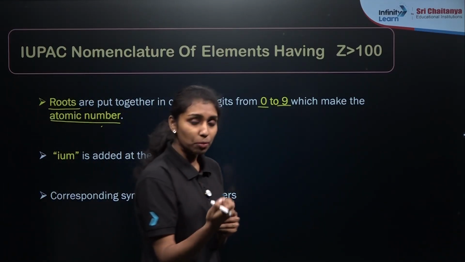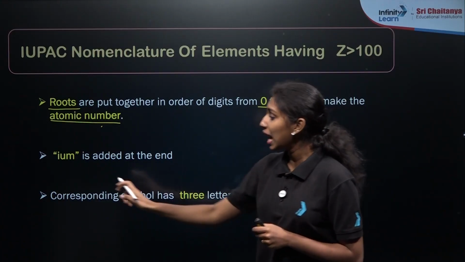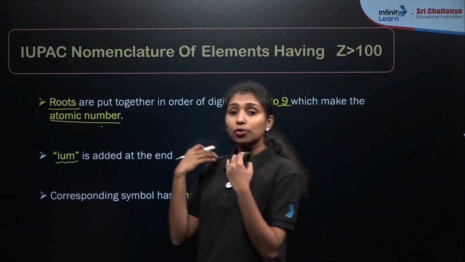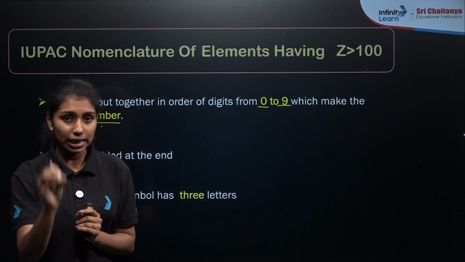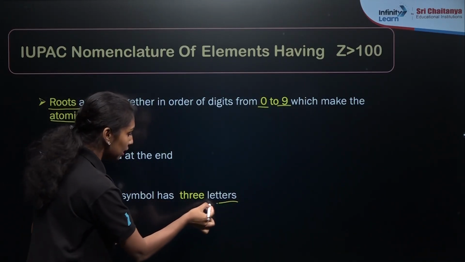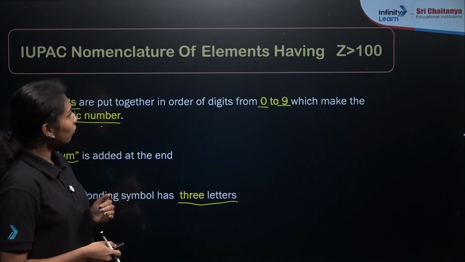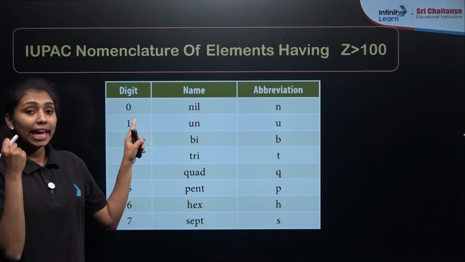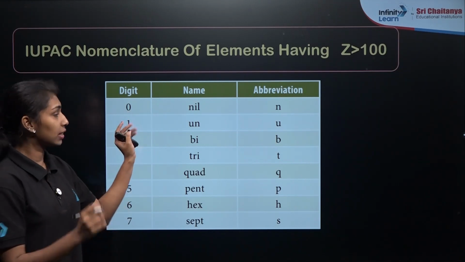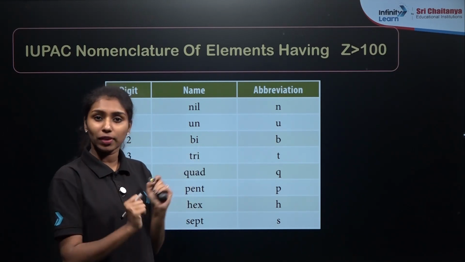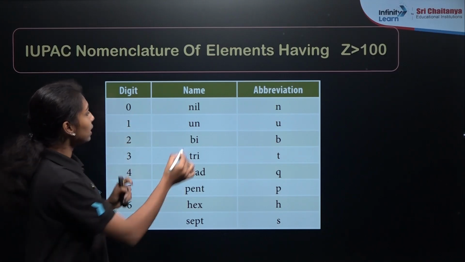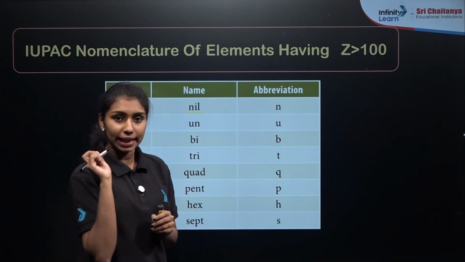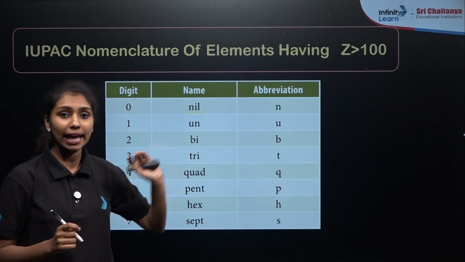Then, when we write the name of the element, at the end we add ium as the ending part of the name. The symbol for any element will have three letters. Let us explain with examples, then you will get a correct idea. So this is the word root. What you are observing here is, if the digit is 0, the digit being the one present in the atomic number, the name should be nil, N-I-L, nil, and the symbol should be small letter n, the first letter of nil.